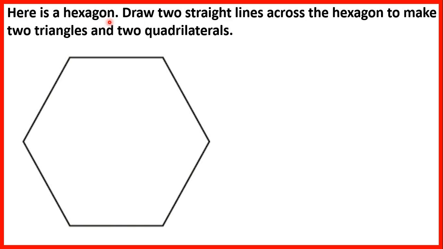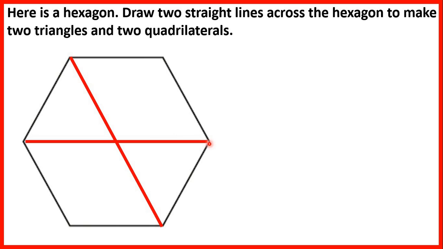Here is a hexagon. Draw 2 straight lines across the hexagon to make 2 triangles and 2 quadrilaterals. So we know that a triangle is a shape with 3 sides, and a quadrilateral is a shape with 4 sides, because quad means 4. So we can draw a straight line here, and then a straight line here, and we have 2 triangles, one here and one here, and we also have 2 quadrilaterals, 2 shapes with 4 sides, one here and one here, though there are lots of different possible answers for this question.